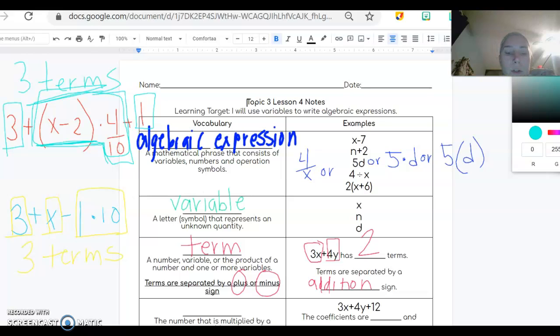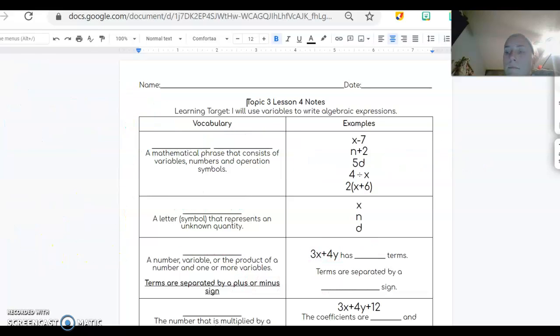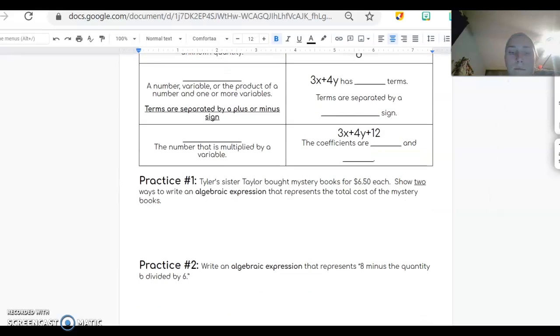And our 4th and final new term is coefficient. So I'm going to scroll down a little bit here. If you need to go back, rewind, go ahead. I'm going to erase and scroll down. All right, so the number that is multiplied by a variable is called the coefficient. This is the number multiplied by a variable.